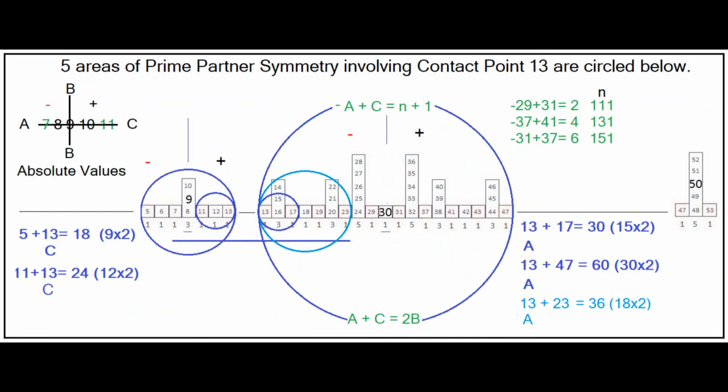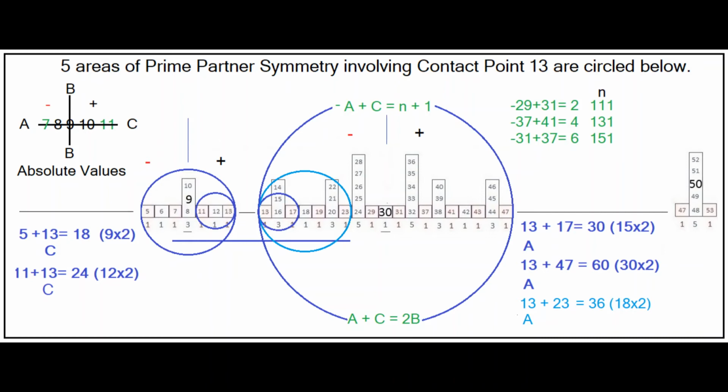We're going to park here for a few minutes. This shows 5 areas of prime partner symmetry following the A plus C equals 2B formula that involve contact point 13. We now know that all prime partners follow this A plus C equals 2B formula relative to their palindromic code center point. This remains true until signs or charge is introduced. Now we're going to look at the deeper complexity happening around primes, first without the charge.